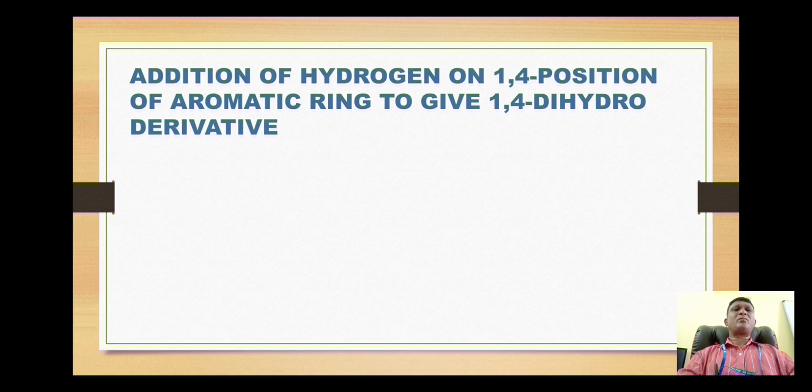Hello dear friends, our today's topic is a very important reduction reaction which is called as Birch reduction reaction. In this reaction, addition of hydrogen atoms takes place on 1 and 4 position of an aromatic ring to give 1,4 dihydro derivatives.